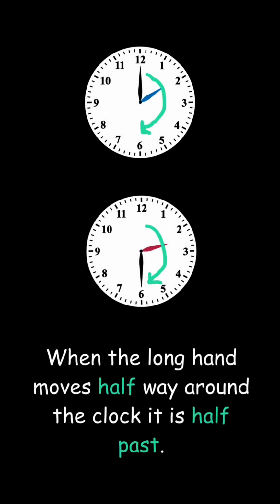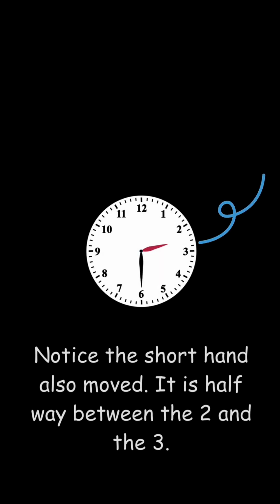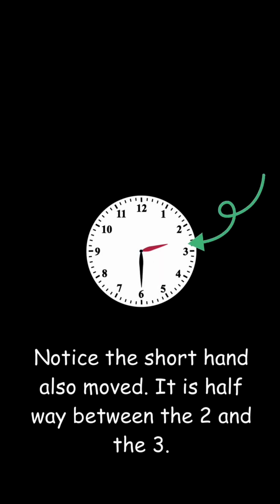In my first video, we learned time on the hour, 2 o'clock. In this video, you will learn time half past. When the minute hand moves halfway around the clock, it is half past. Notice the shorthand also moved. It is halfway between the 2 and the 3. What time is it? The time is half past 2.